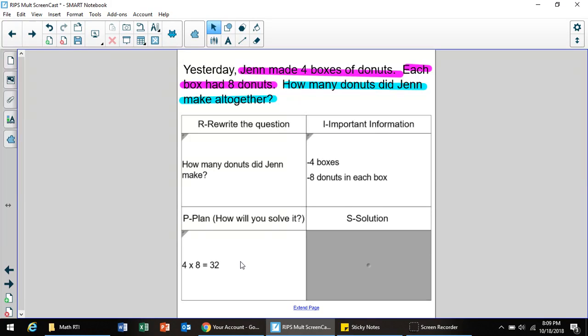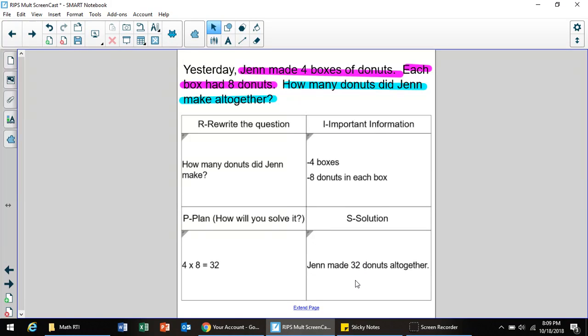I could do 4 groups of 8. I could do an array that has 4 rows and 8 in each row. I could use skip counting. I think it's easier to skip count by 4, so I could skip count by 4 8 times. Use whatever strategy would work best for you and figure it out, and you should get the answer 32. So the last step is our solution. We're going to take our answer, 32 donuts, and answer the question, how many donuts did Jen make? We're going to put it in a sentence. So our solution would be Jen made 32 donuts altogether.